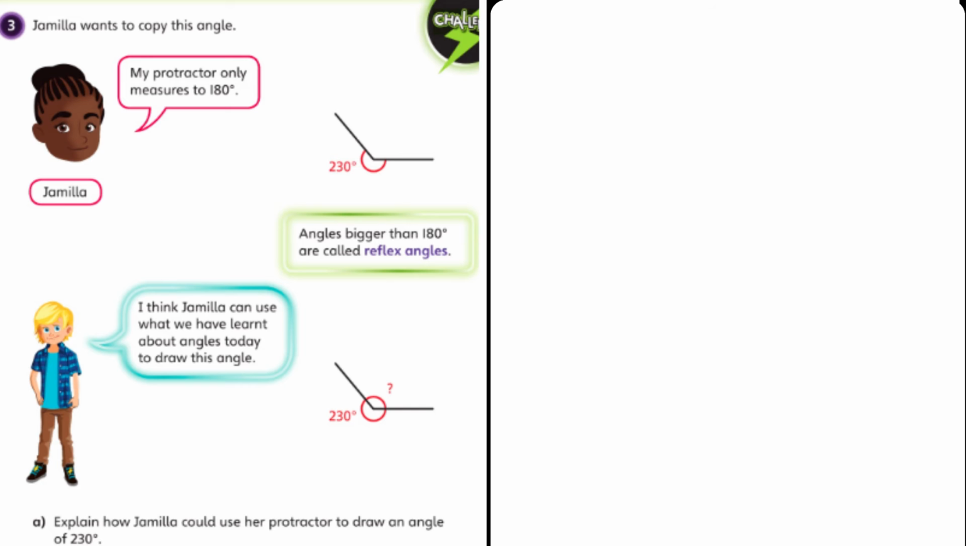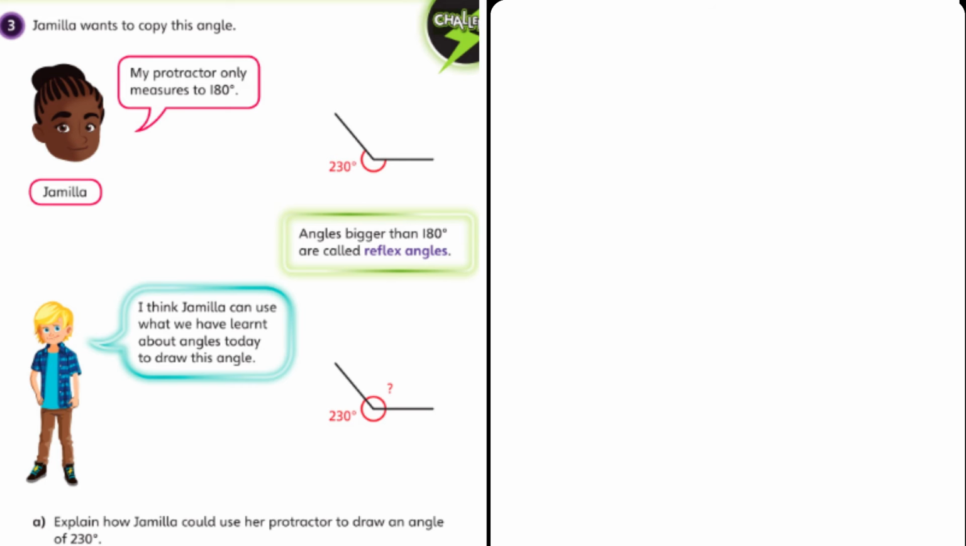Well, notice next to Dexter there's an illustration of the angle, and we see the 230 degree angle labeled again, but on the other side of it is a question mark. What would that question mark angle equal? How would you work it out?